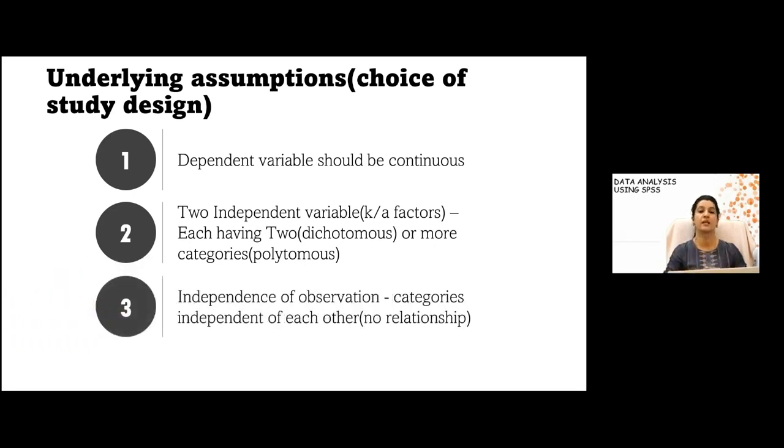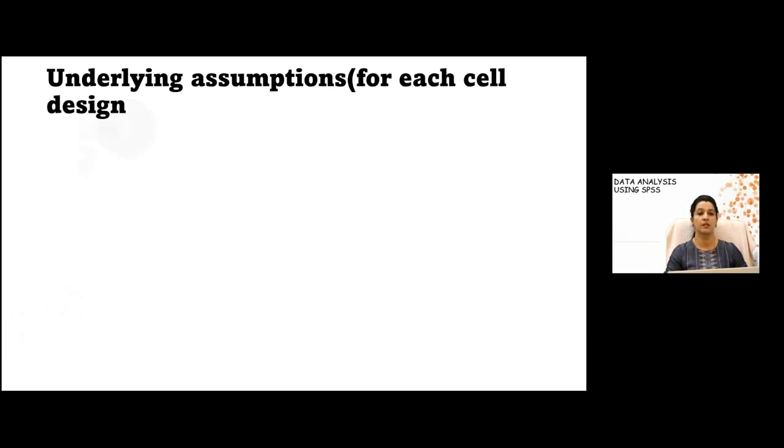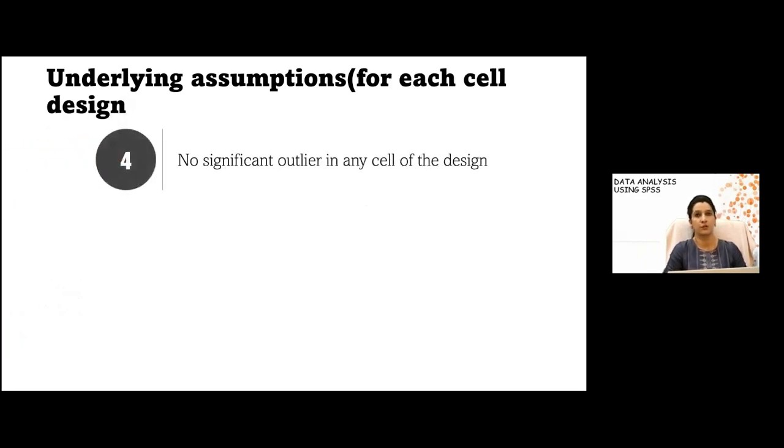Then the third is the independence of observations. By this time, we know what we mean by independence of observations. That means if you have taken one person in one category, he will not be counted in another. Like if you're taking one person as a control, he will be in control, he will not be in the cases. That's the study design issue. Then the fourth assumption is that there should not be any significant outlier. Here I will not say across categories. Here I will say in any cell of the design. And we will see how to check for that.